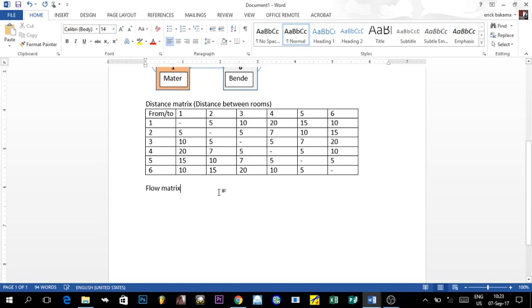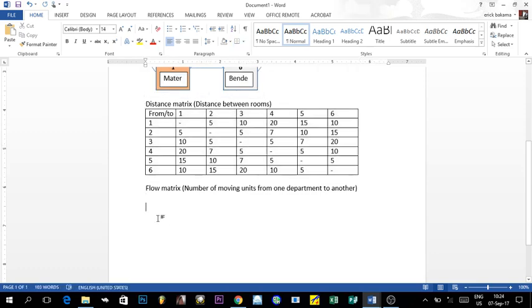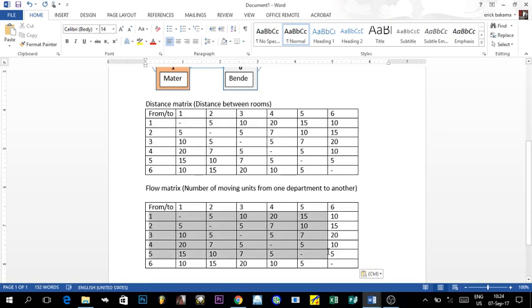While the flow metric here shows us the number of units moving from one department to another. So the flow metric, as I say, shows us how many units are moving from this department to this other department. In short, we can still keep the same table here, but we just change the content.